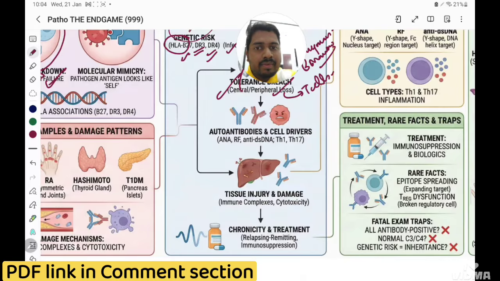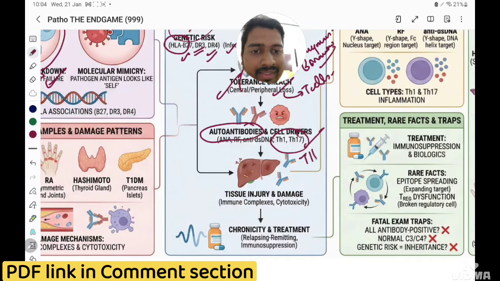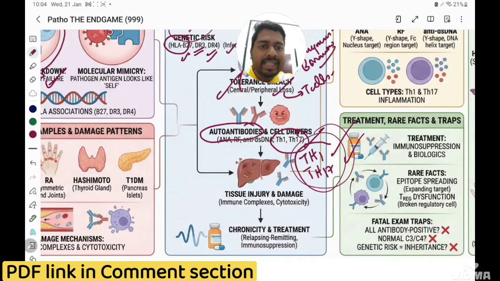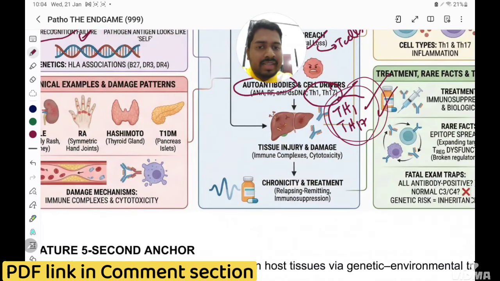So once this tolerance is broken down, autoantibodies are produced against own body cells, and one of the main mediators of this is Th1 cells and Th17 cells. These are T helper cells, Th1 and Th17. These are the only two cells you need to remember in case of autoimmune diseases. Then it causes tissue injury, and these have a relapsing remitting course.